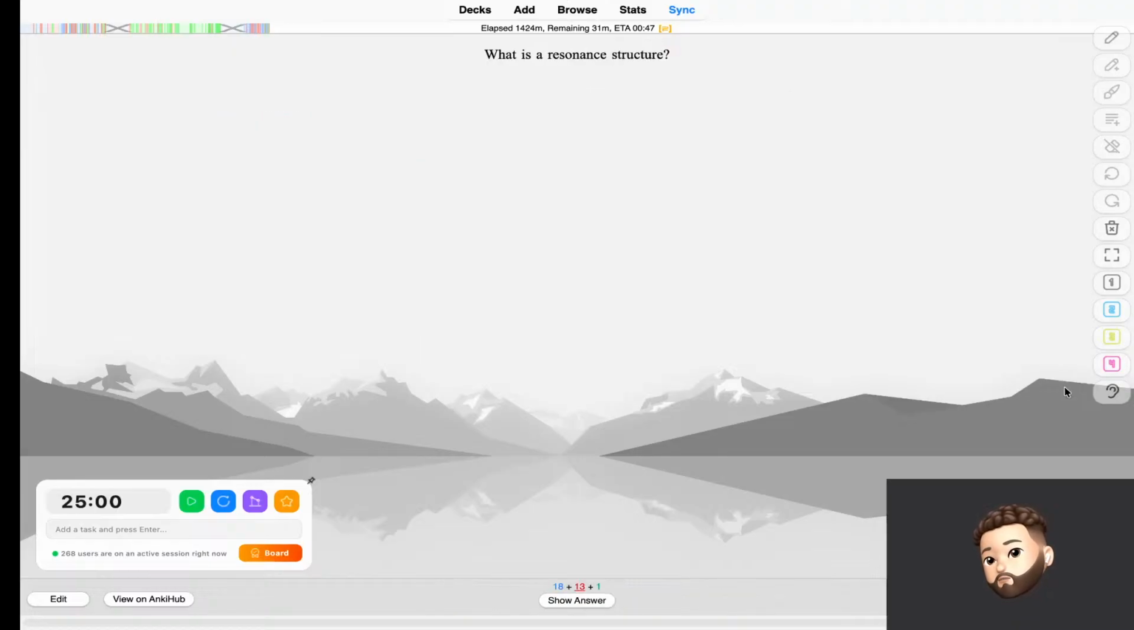What is a resonance structure? A resonance structure is Lewis structures with the same connectivity but different ordering of electrons.